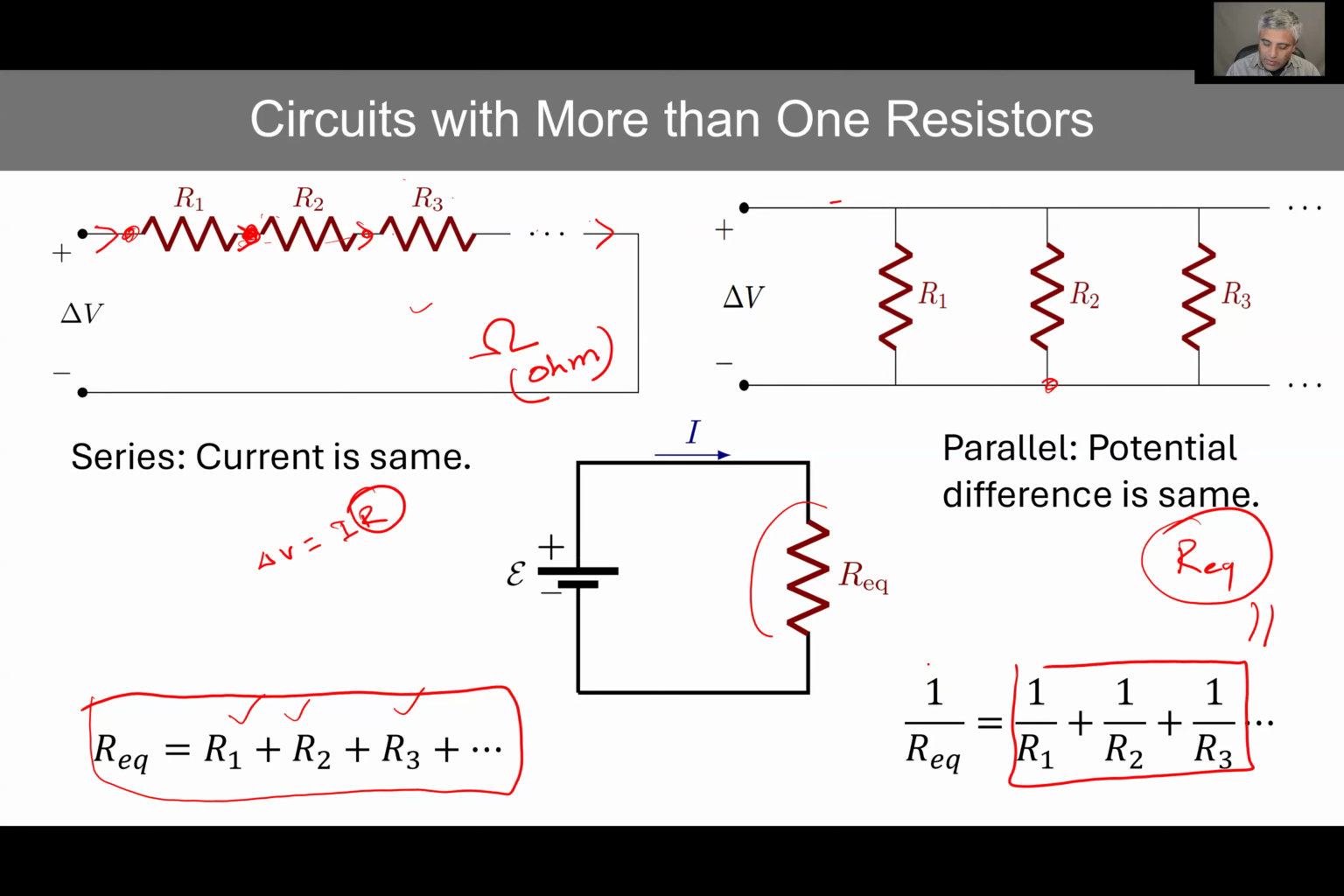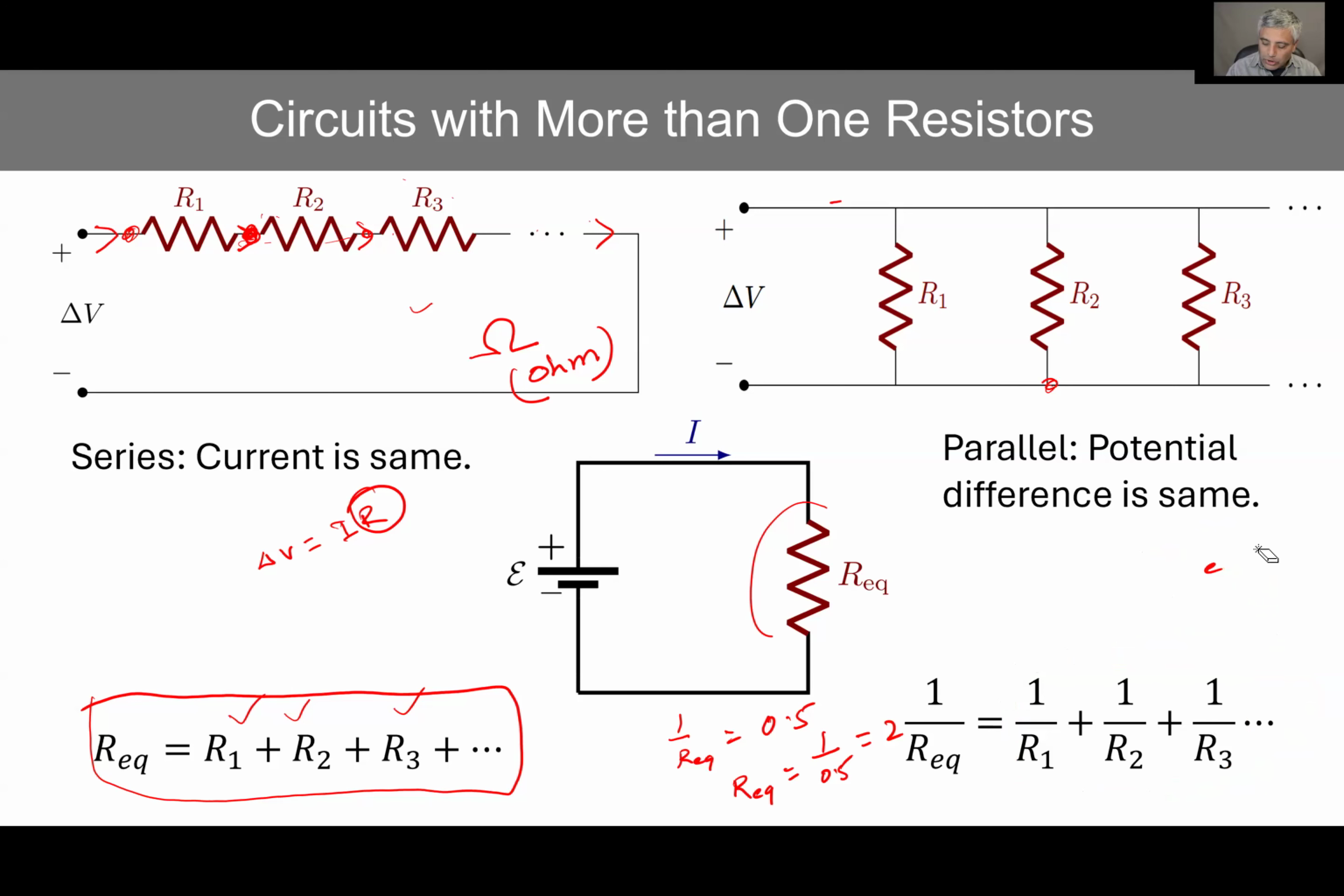It is 1 over R equivalent. So to find the R equivalent, you need to take the reciprocal, right? For example, for 1 over R equivalent, let's say this sum gave you 0.5, then R equivalent is going to be 1 over 0.5, which is 2. And that's how you need to do it.